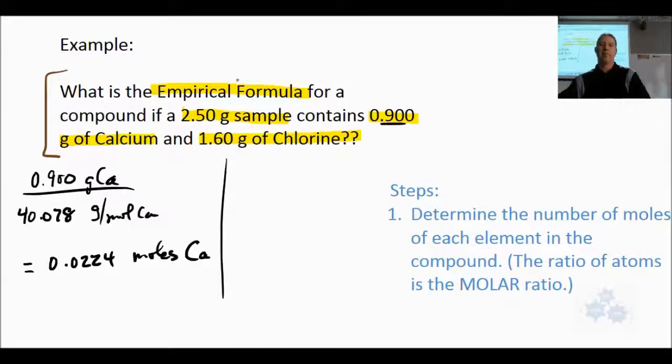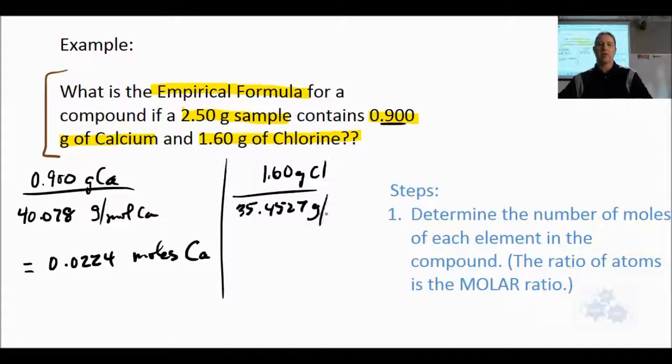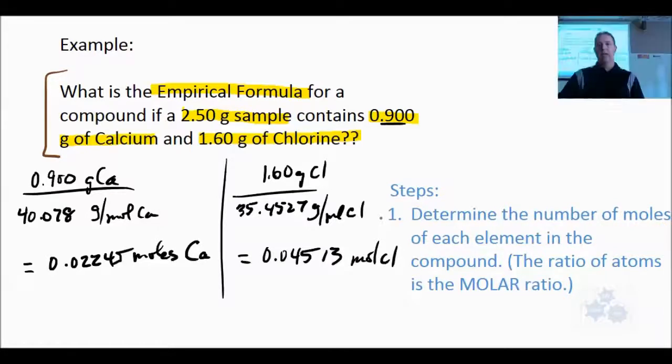All right. And what about chlorine? Well, 1.60 grams of Cl. That's divided by 35.4527, the grams per mole of chlorine. Okay, that's the first step. So we find out how many moles are represented just by the masses that are given.